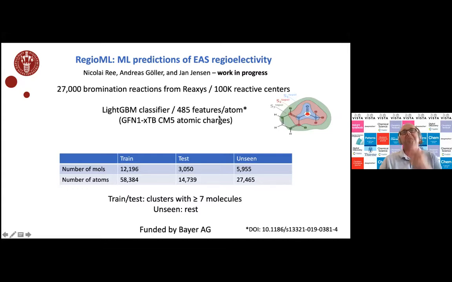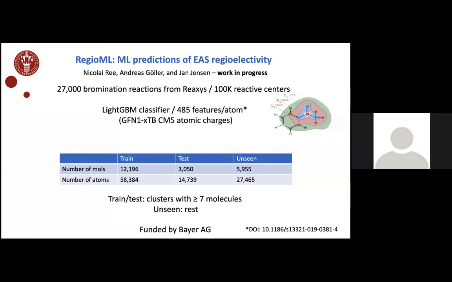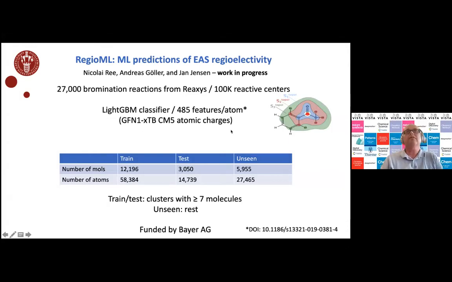In this particular case, our descriptors, the way we describe the atoms to the machine learning model, are based on semi-empirical atomic charges. Then there's a convolution step that basically tells the machine learning what charges sit next to what other charges. And that's how we featurize the method.